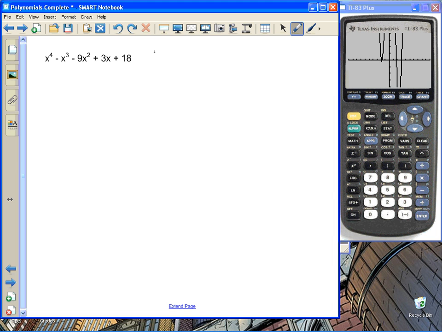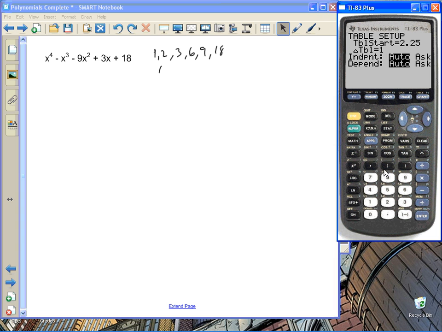So factors of 18 are 1, 2, 3, 6, 9, and 18. Factors of 1 are just 1. So really my denominator, if I have rational zeros, then they're going to have to be whole numbers. So let's check my table.